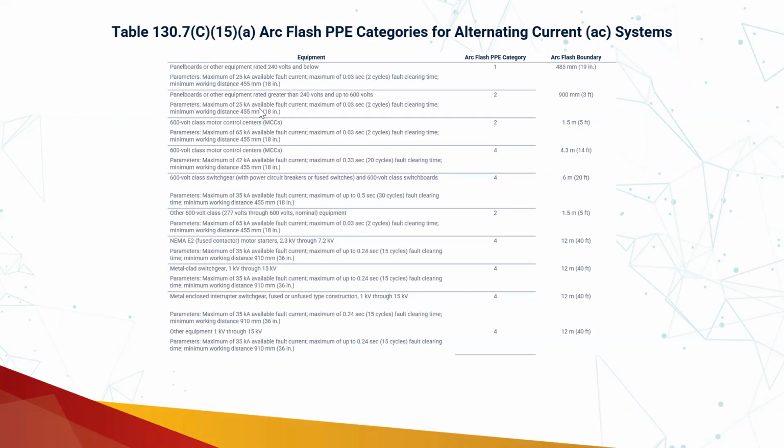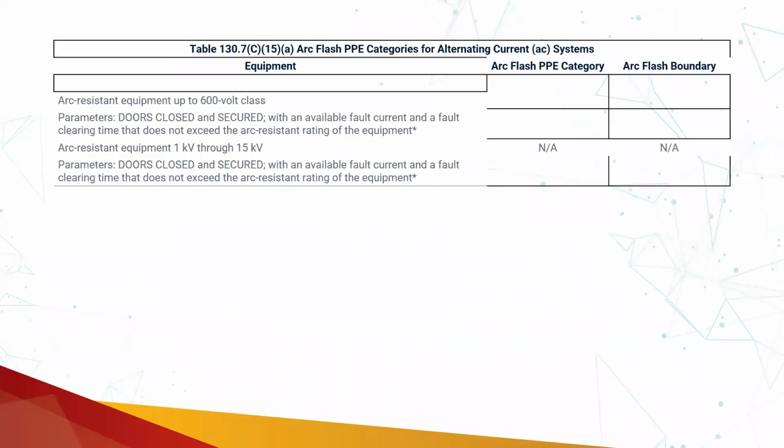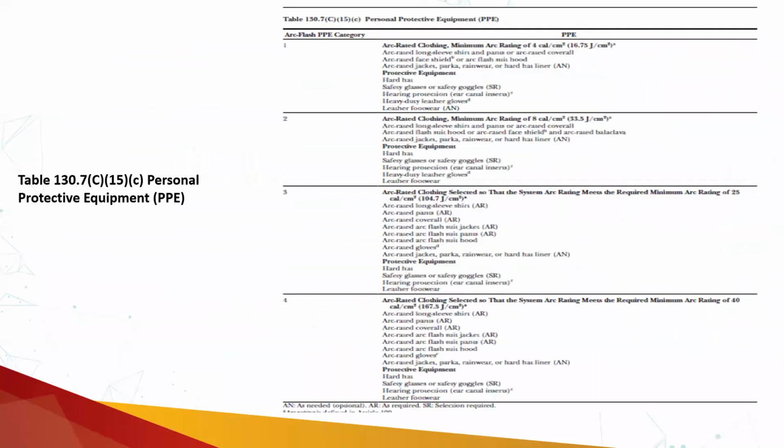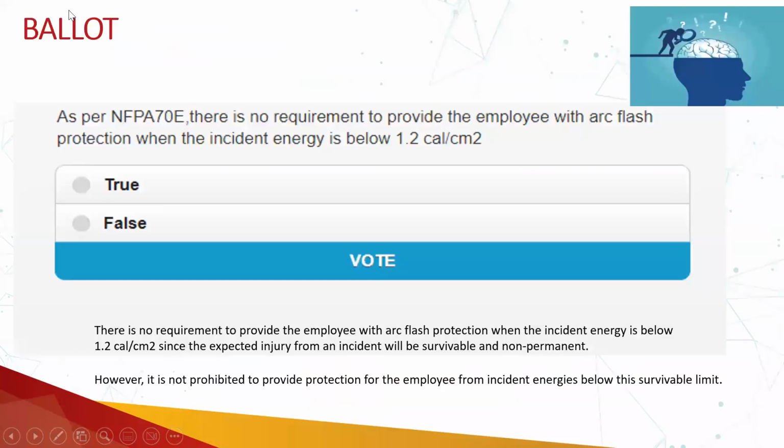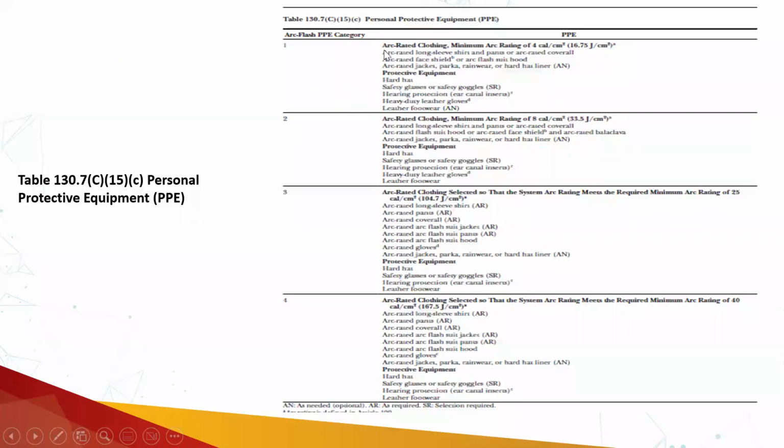So once the equipment is there, the parameters are matching, you have identified the PPE category, you have identified the boundaries, you will move to 130.7 C15C for selection of your personal protective equipment. For example, if the result was a PPE category 1, so you will use 130.7 C15C PPE category 1. What are the PPE mentioned here? You will be selecting those for the execution of the task.